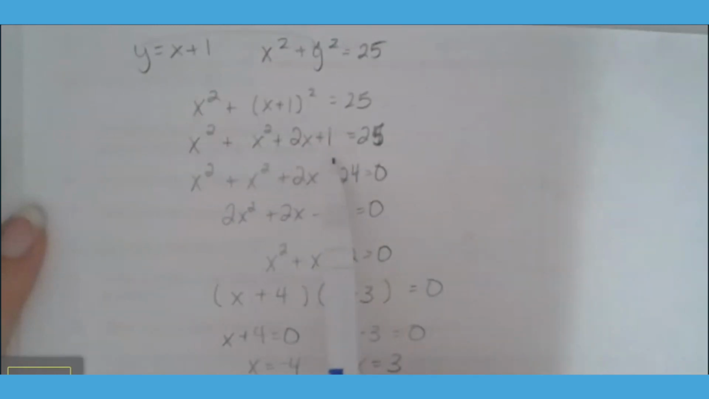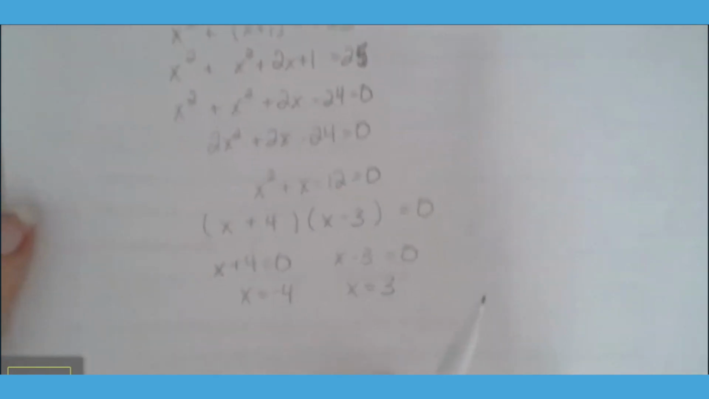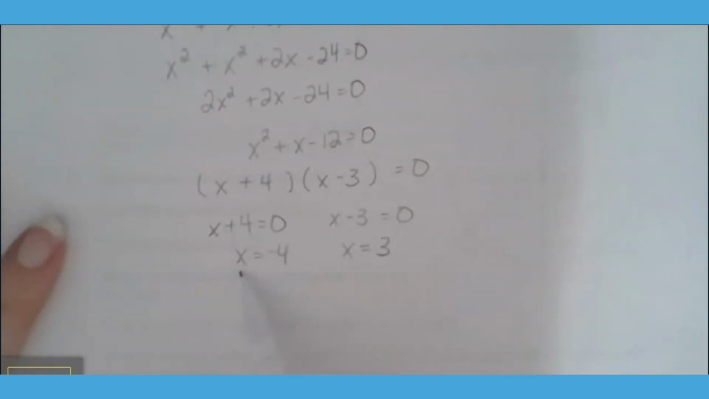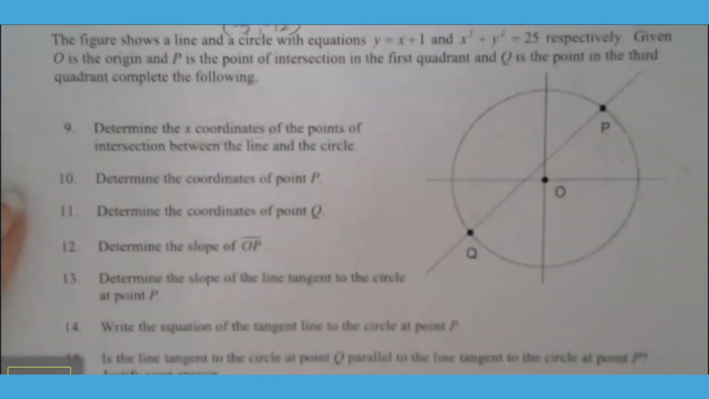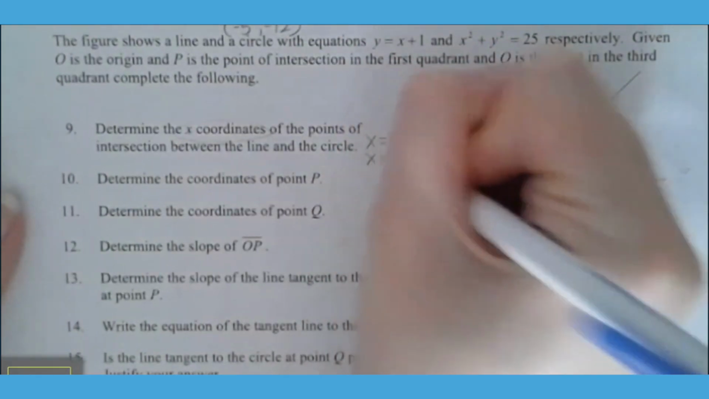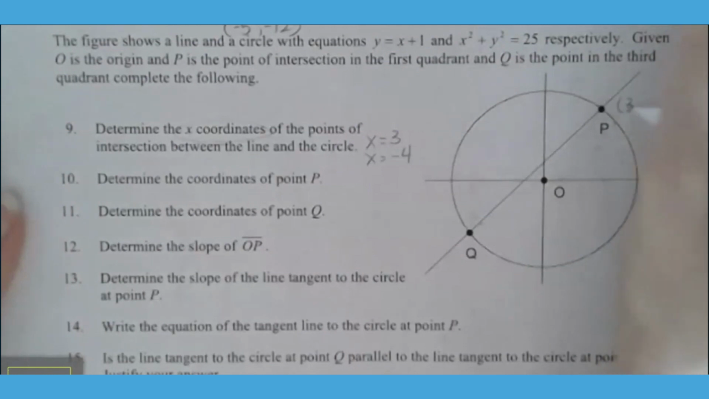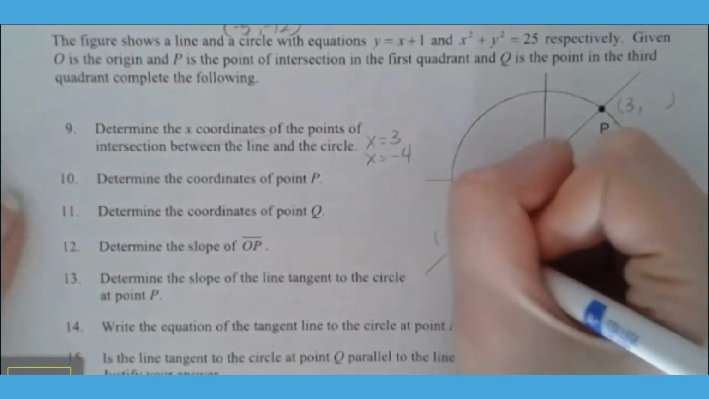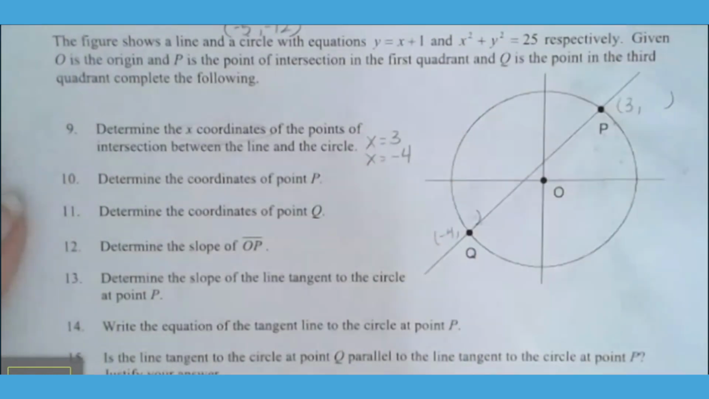Moving the 25 over, combining like terms, and dividing everything by 2 to obtain a simpler equation to factor, we are able to now factor that and solve for the fact that x must be equal to -4 and x must be equal to 3. So our two x coordinate points are x is equal to 3 and x is equal to -4. The 3 must go here, the -4 must go here.